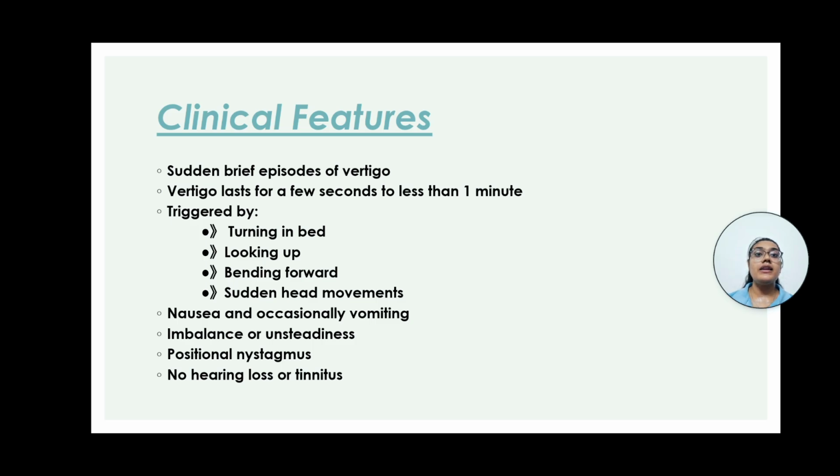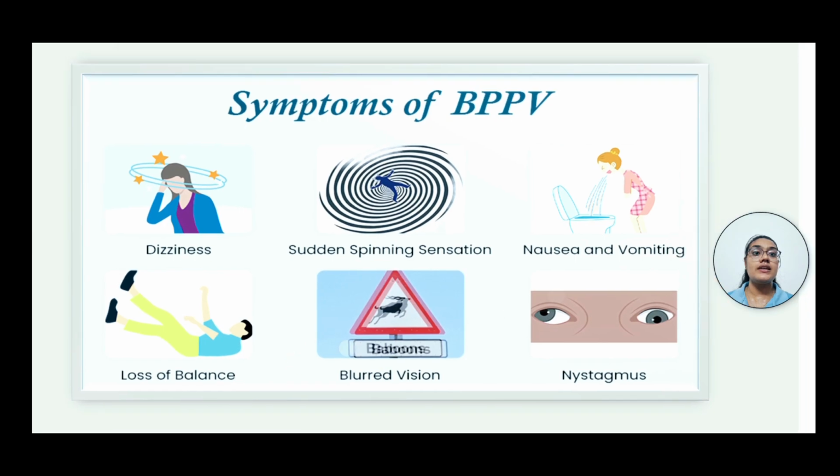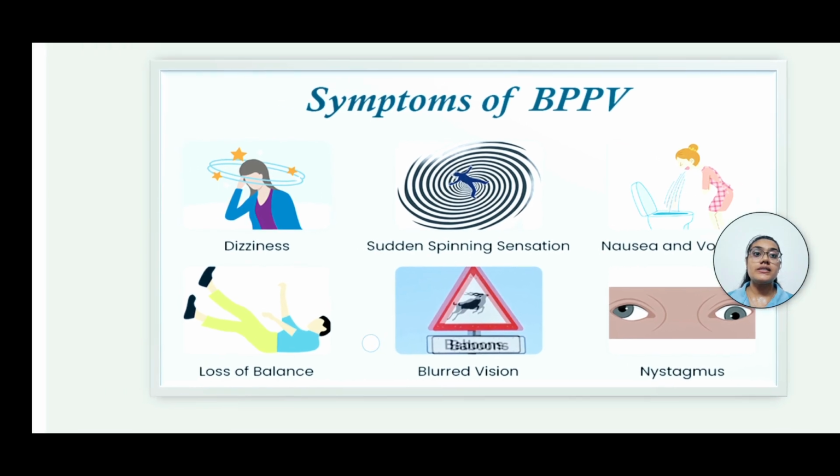Vertigo is triggered by turning in bed, looking up, bending backward or forward, and sudden head movement. Other clinical features are nausea, vomiting, imbalance, unsteadiness, positional nystagmus, and no hearing loss. Here is the picture of some symptoms like dizziness, spinning, nausea, vomiting, loss of balance, blurred vision, and nystagmus.